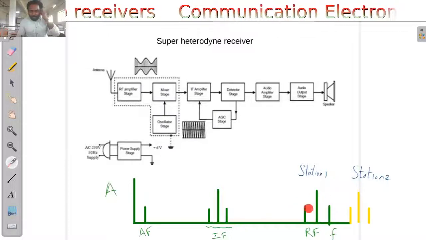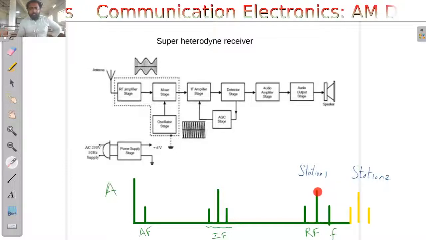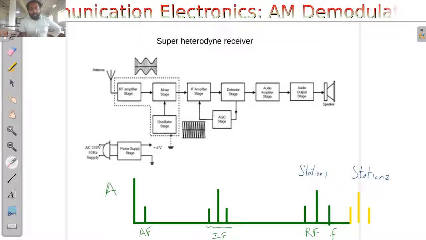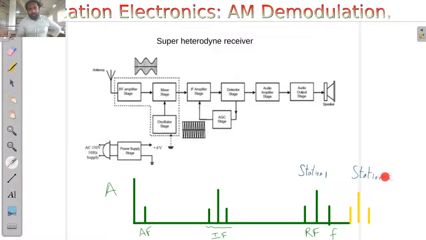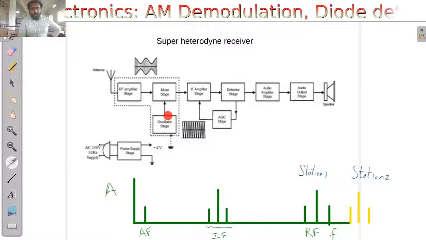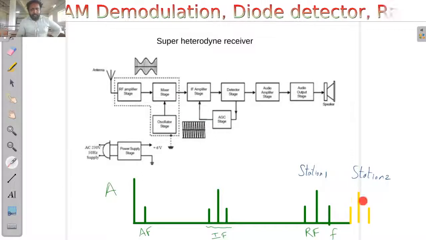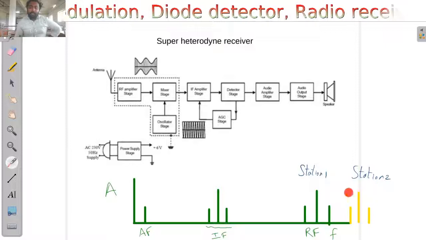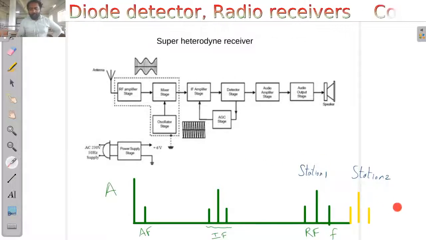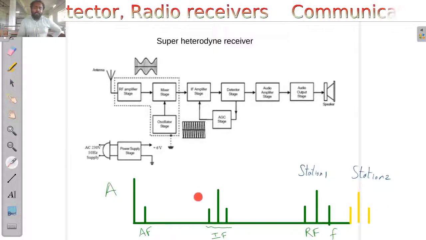Suppose I am tuning in station 1, everything that is transmitted from station 1 will be translated to another frequency called the intermediate frequency. And if I want to change to station 2, then I will change the first 3 modules and tune to station 2, and I will translate all the information from station 2 to the intermediate frequency. So whatever station I select, that information is translated to an intermediate frequency.